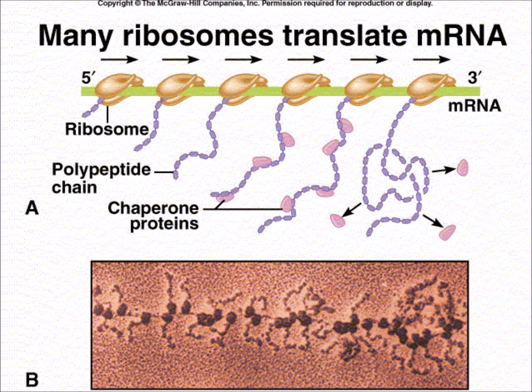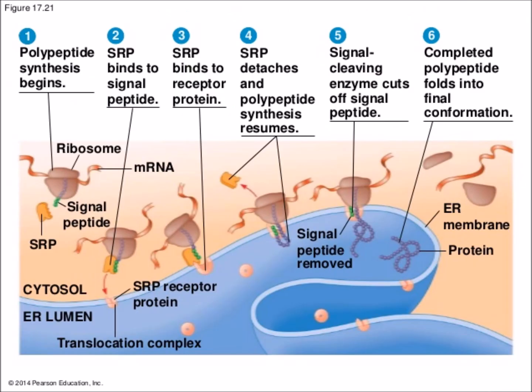Then after that, a signal peptide at the leading end of the polypeptide chain determines its destination, and it takes it to the location it needs to be. Then the signal recognition particle, or SRP, brings the ribosomes to the ER. And that's the last process of central dogma.